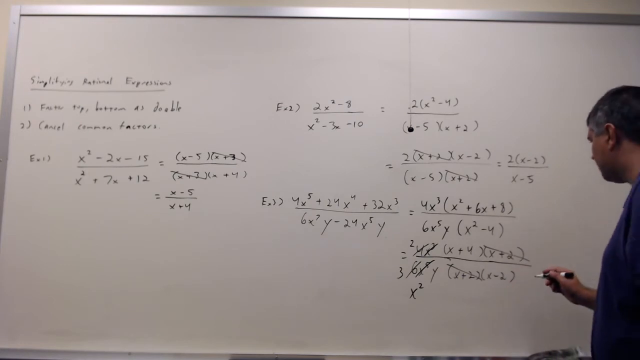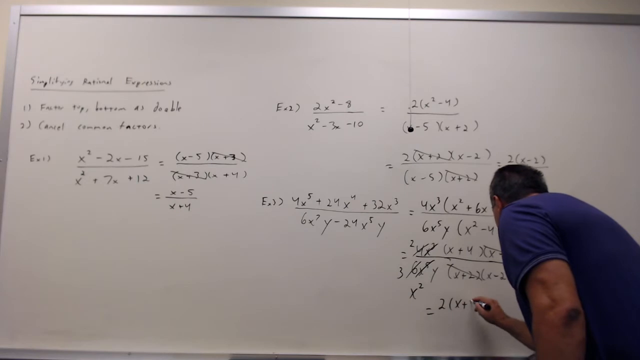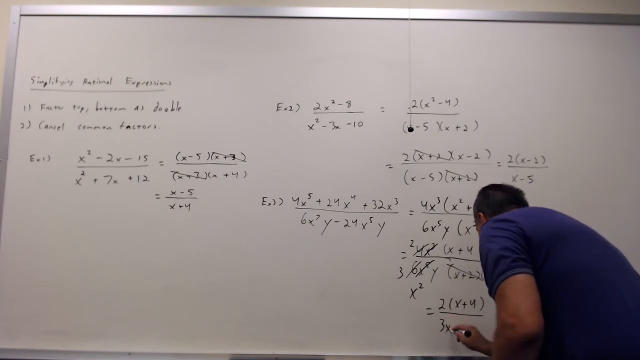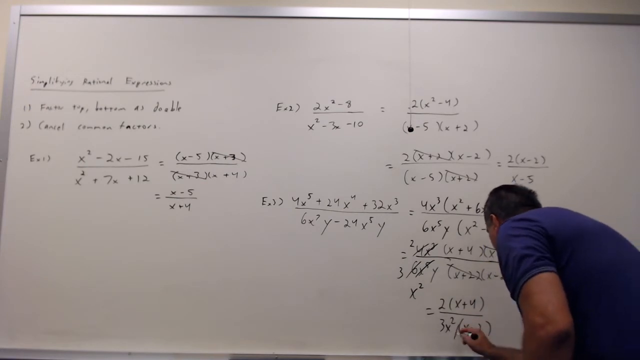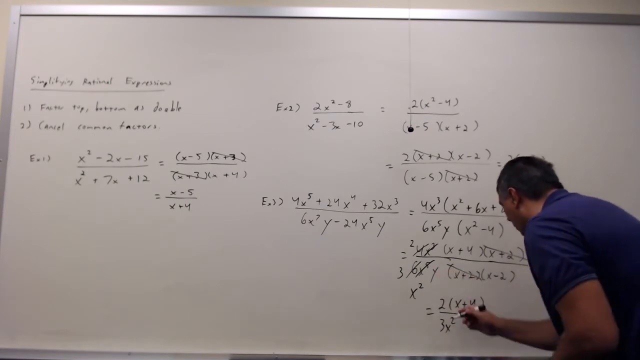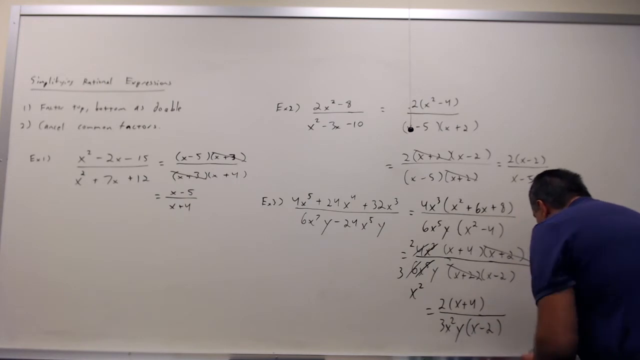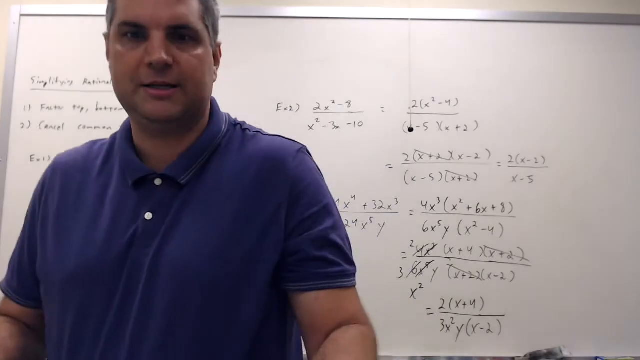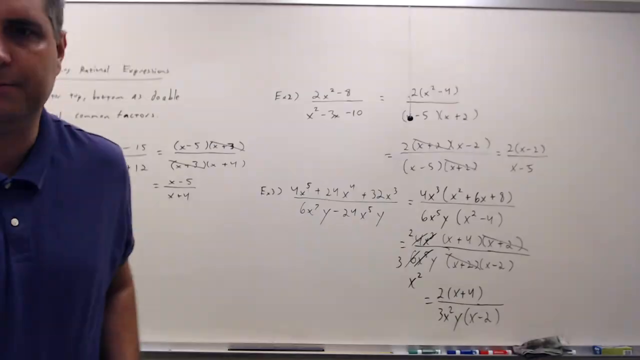So the end result of this is going to be 2 times x plus 4 over 3x squared times x minus 2. Oh, and don't forget the y. I need to put the y in there as well. It's easy to overlook that, but the y needs to be included. That leaves me x minus 2. I'm going to pause here, erase the board, and put up more examples after I zoom in on that y that needs to be included.